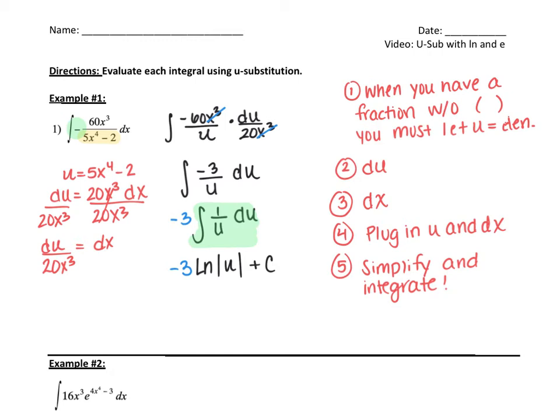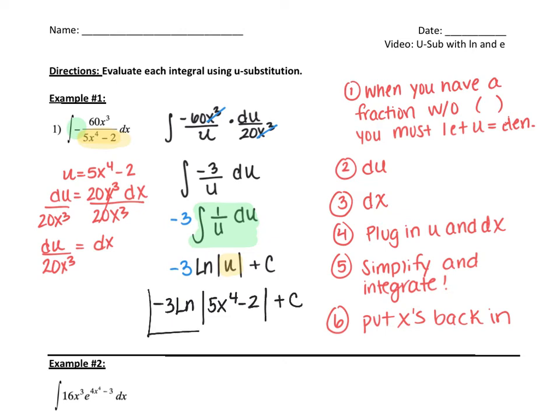And then my last and final step is to put x back in. So in the very beginning, we let u equal this 5x to the fourth minus 2. So I'm just going to replace that for my final answer. So we have negative 3 ln of the absolute value of 5x to the fourth minus 2, and then plus c. So that is my final answer.